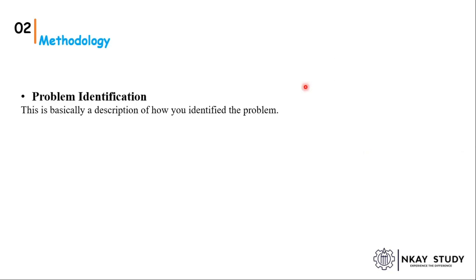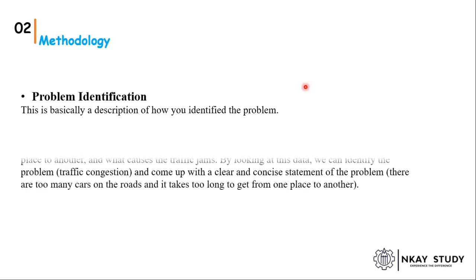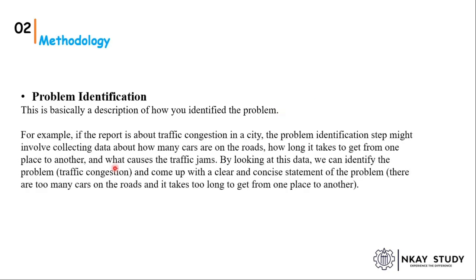Because our first task we were supposed to do was to identify a problem in our community and then propose a solution to that. Do you get it? So you are supposed to describe how you identified the problem. So this is the problem identification. For example, if the report is about traffic congestion in a city, the problem identification step might involve collecting data about how many cars are on the roads, how long it takes to get from one place to another, and what causes the traffic jams. By looking at this data, we can identify the problem and come up with a clear and concise statement of the problem. Do you get it?